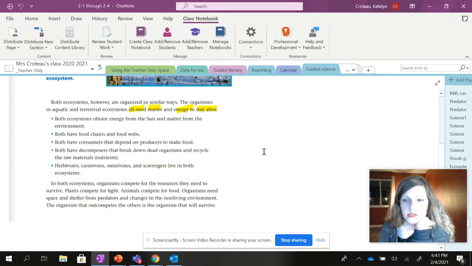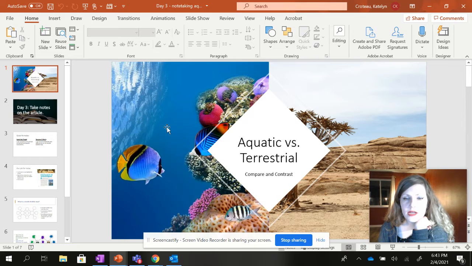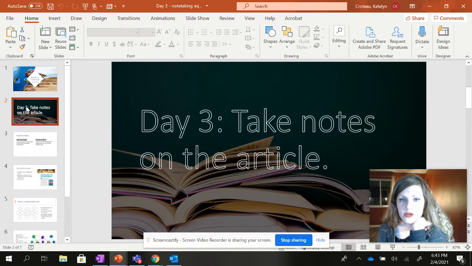This is part one. So on Wednesday, we met in small groups, and what we were working on was an article called Aquatic versus Terrestrial. And what I wanted you to do within your group is to go to your guided science tab in your OneNote, to read the article as a group, and to highlight the most important keywords. What I wanted you to focus on was what was the same about aquatic versus terrestrial ecosystems and what was different.